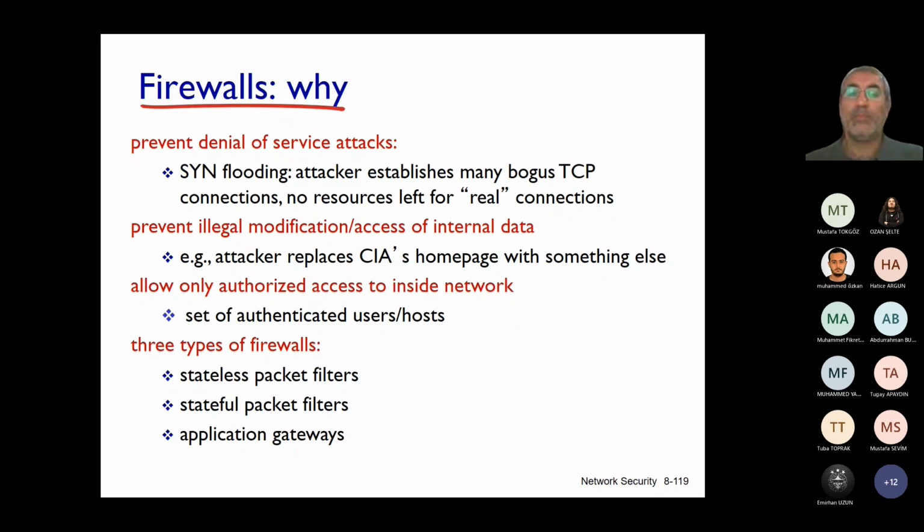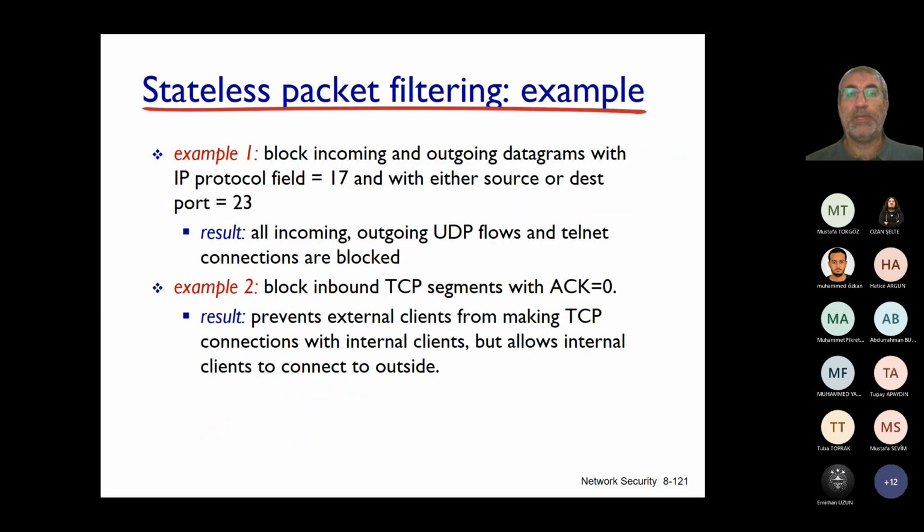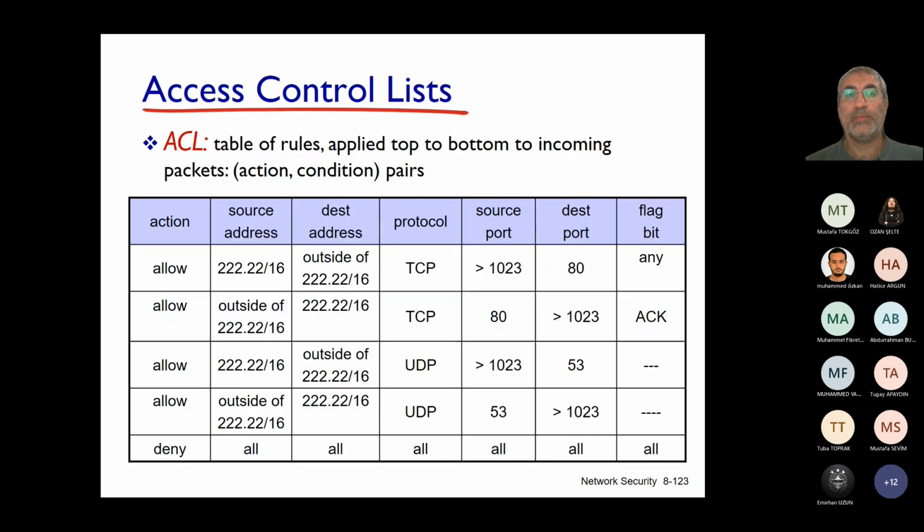So we talk about the three types of firewalls: stateless packet filters, stateful packet filters, and application gateways. These are details of each different firewall. So you can come up with an access control list.